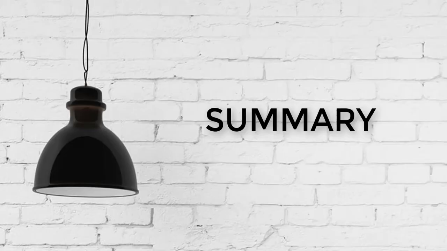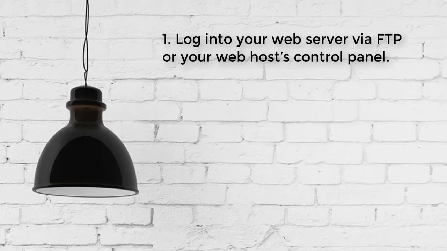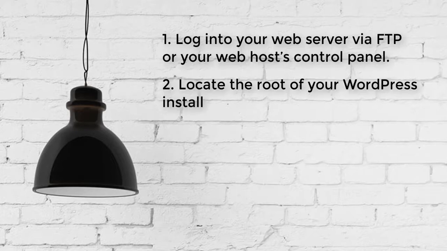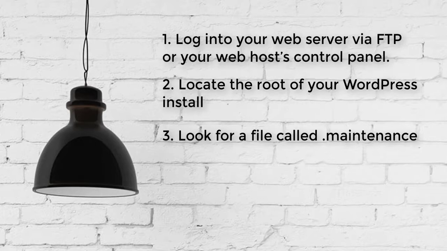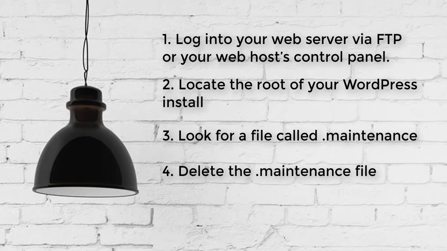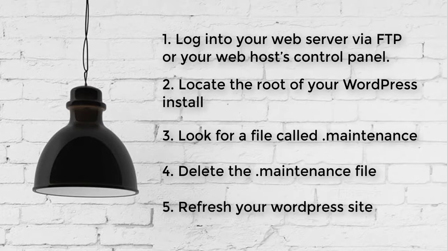For a summary on how to fix this WordPress error, here are the steps. Number 1. Log into your web server via FTP or the web host control panel. Number 2. Locate the root of your WordPress install. Number 3. Look for the file called .maintenance. And next, delete the file .maintenance. And lastly, refresh your WordPress site.